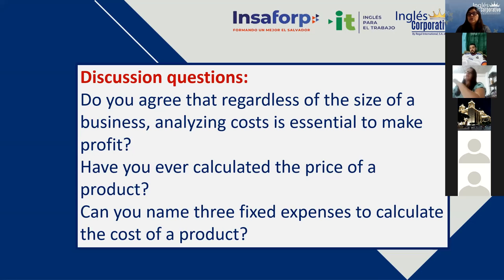The raw material is not fixed, and neither are taxes. That's a variable expense or a variable cost, because one month you can find one price, the following month it can be a different price. And sometimes they may vary a lot, right?